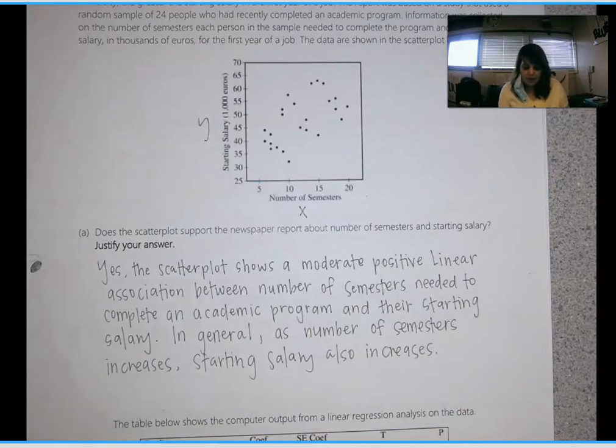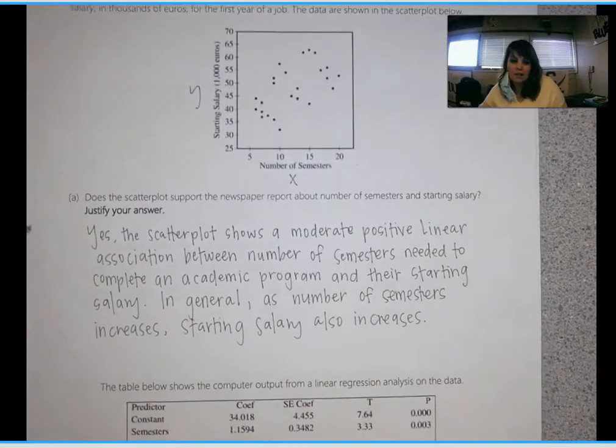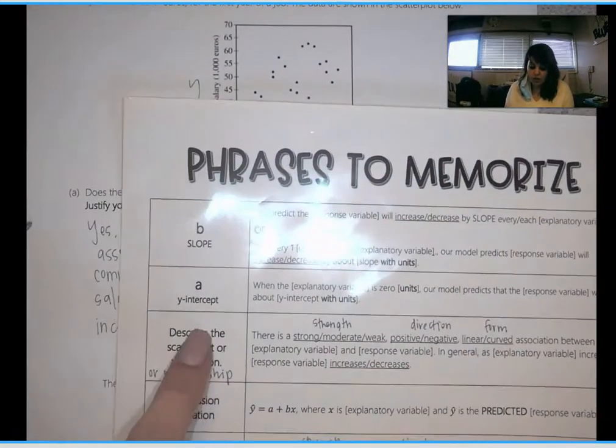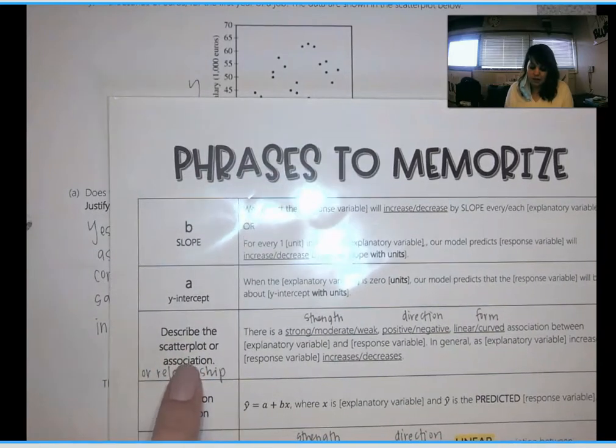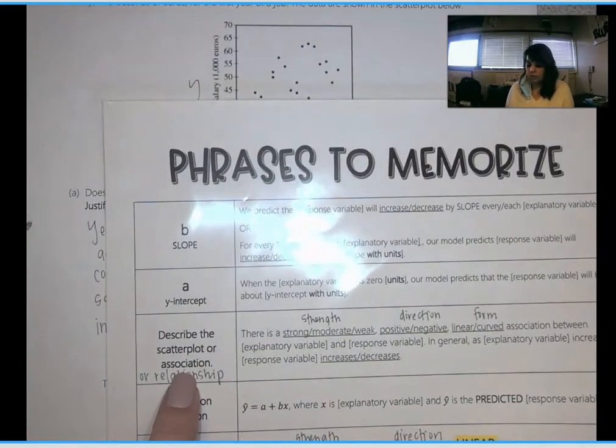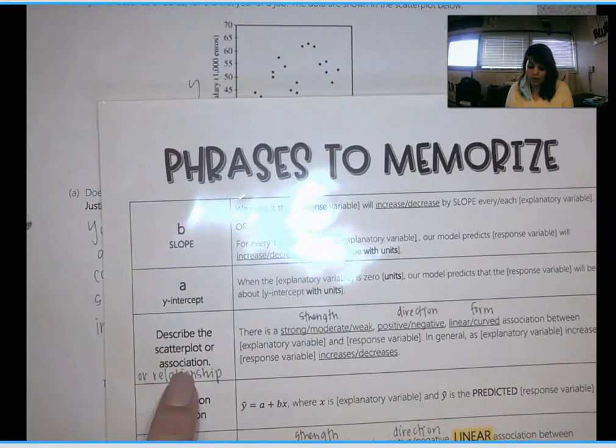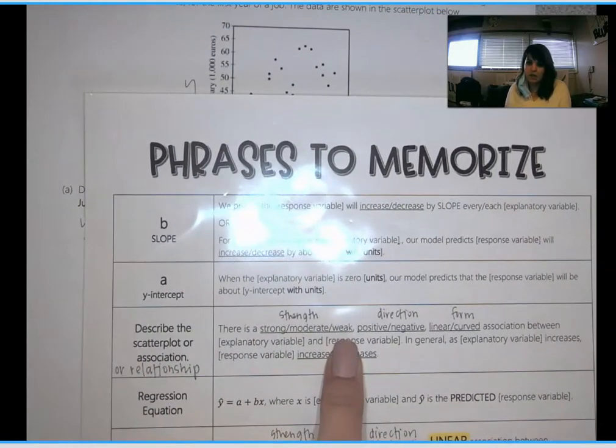We have a scatter plot of the number of semesters required to complete an academic program against the starting salary of the students of those programs. Does the scatter plot support the newspaper report about the number of semesters and starting salary? Justify your answer. Essentially, they are asking you to describe the scatter plot, the association, or the relationship. So I am answering the question and then using this as my justification.